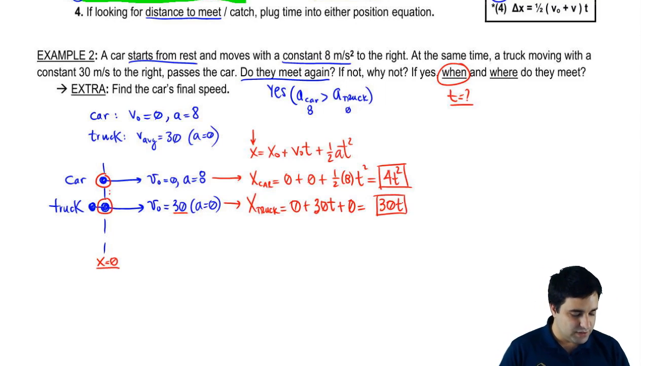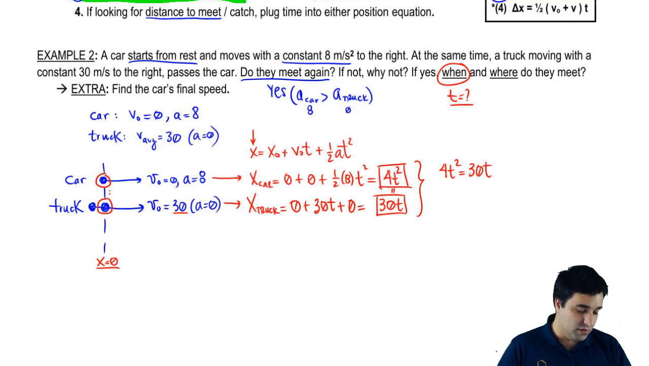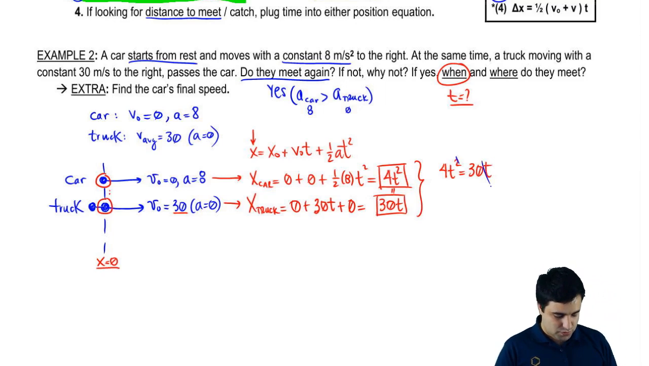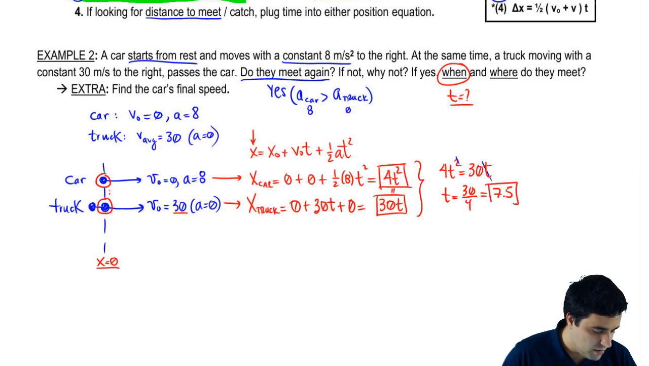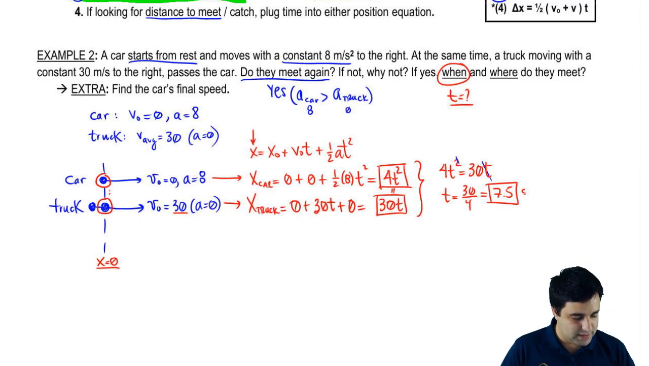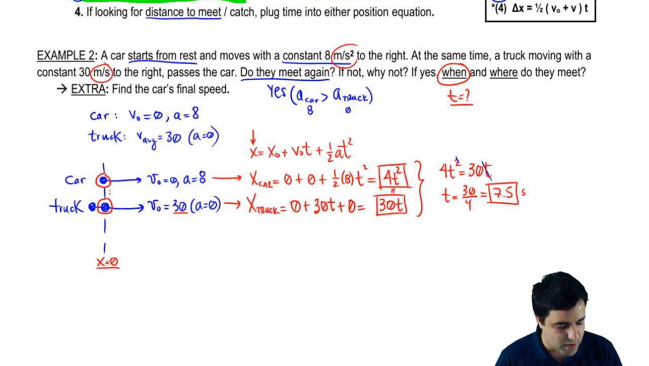The second step is to set them equal to each other. So if I equate these two equations, I get 4t squared equals 30t. And the easiest way, the only way that I know to solve this, is to cancel the t's, so I can solve for t. t equals 30 over 4, which is 7.5, and this is seconds because the acceleration was in meters per second squared, SI units, so the time is just 7.5 seconds.